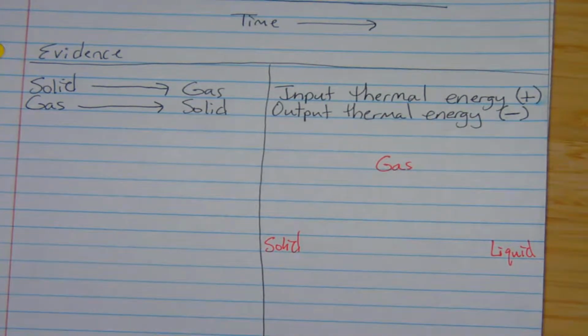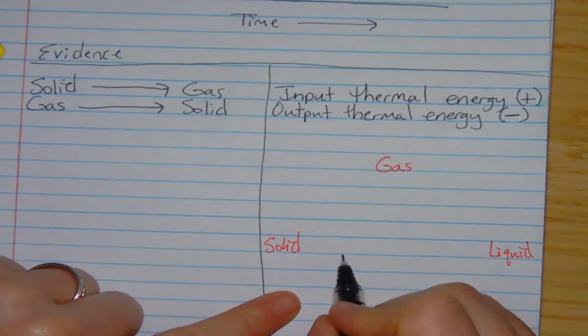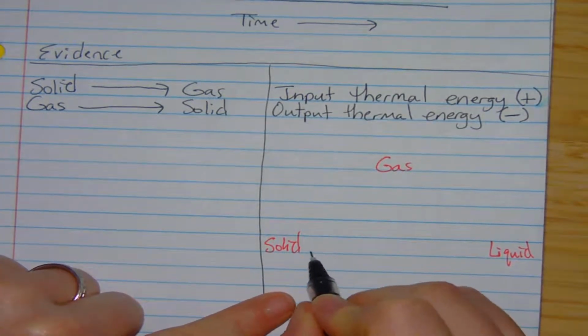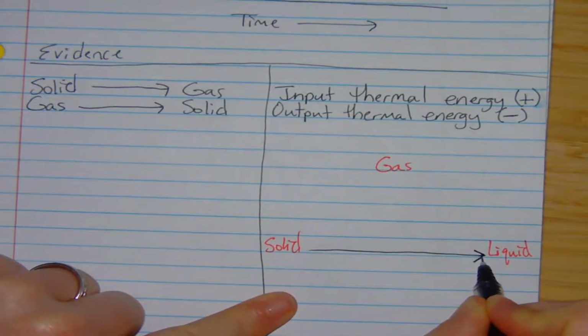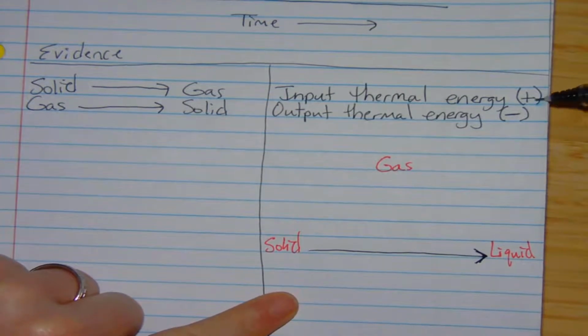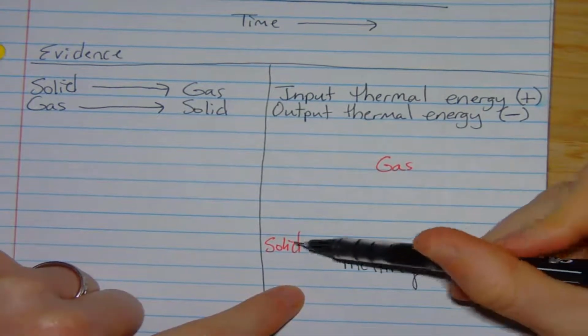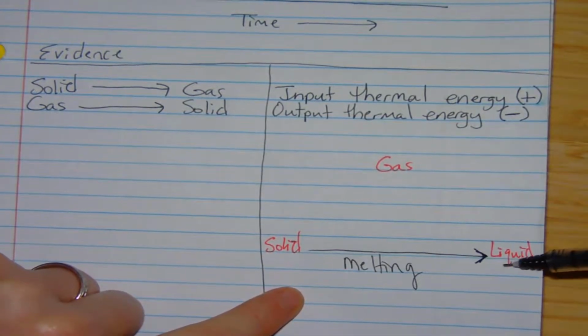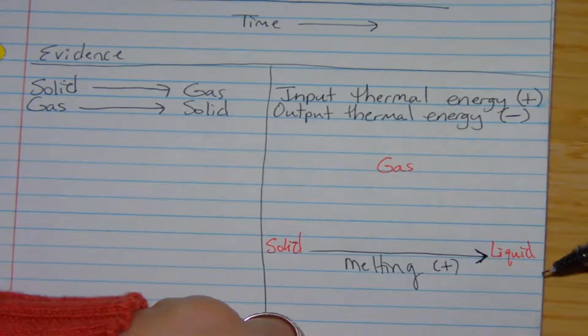Let's start with the solid, because that's always the easiest part for people. We're going to do all of the additions first. So if we want to go from a solid to a liquid, we know that would be an input of thermal energy if we want to melt something. And we know that is what we call it when we take something that's solid and turn it to a liquid. Okay, that's melting. That is an input of energy.